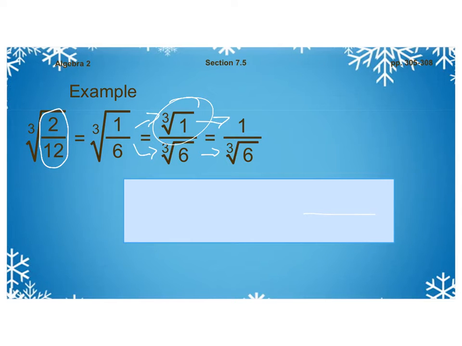In these slides, these things don't go away. Interesting. All right. So what I have here, I'm going to give myself a slightly darker color because I'm going to write on this. So 1 over cube root of 6.